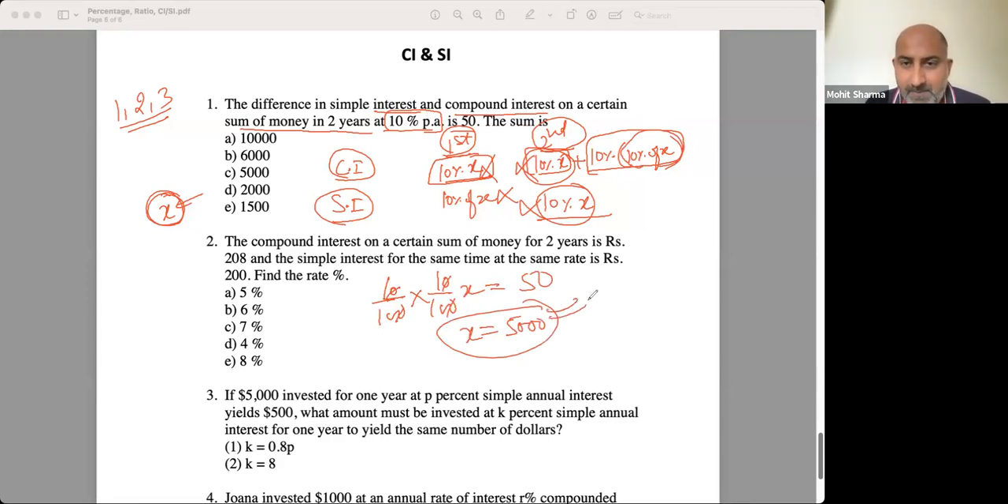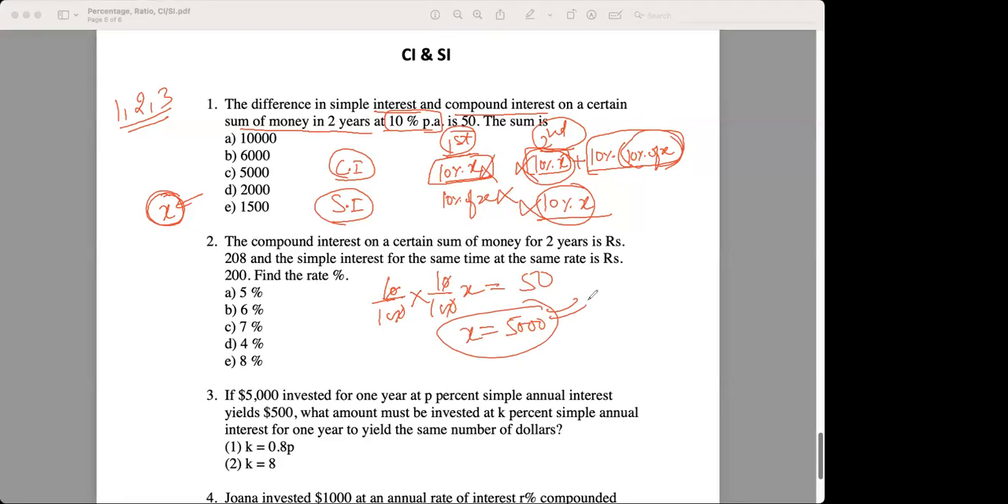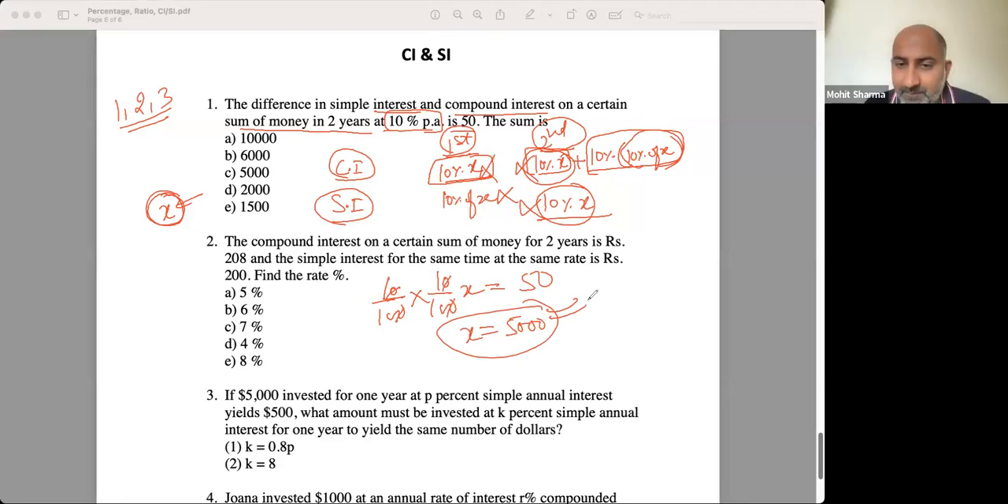Understood? Yes, sir. So there is no big calculation involved. No, this one I could do, sir. This one I got correct. Acha, this one was easy. Okay. Let's see the second one.